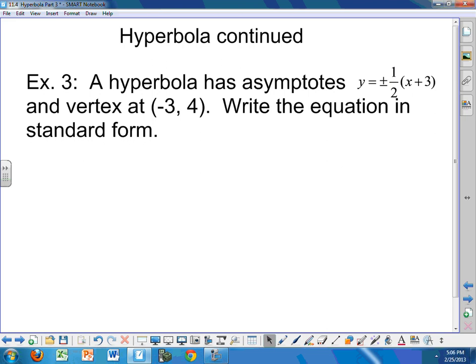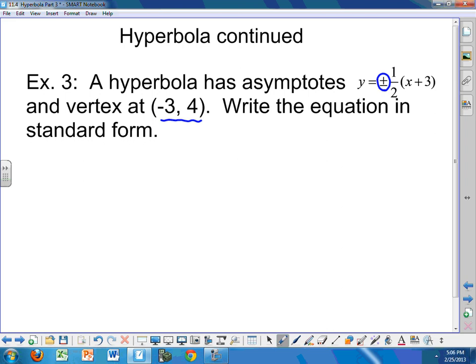They give certain amounts of information, like this one has the equation of both asymptotes. As you see here, you've got the plus or minus in there, which indicates that both asymptotes were given, and they include one vertex, and they'd like to know, in this case, what the equation is in standard form.